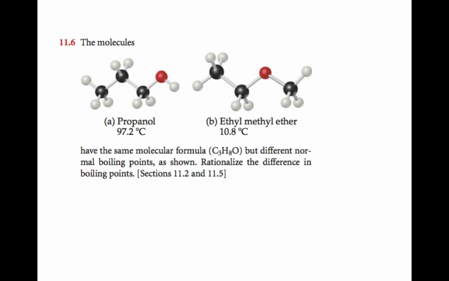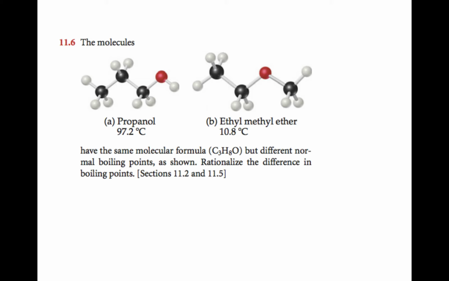Number 6, the molecules propanol and ethyl methyl ether have the same molecular formula, but different constitution. So they have different boiling points. Propanol boils at a much higher temperature than ethyl methyl ether. Rationalize the difference between the boiling points.